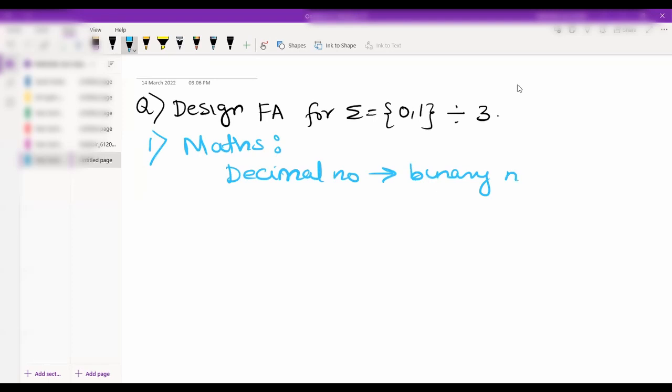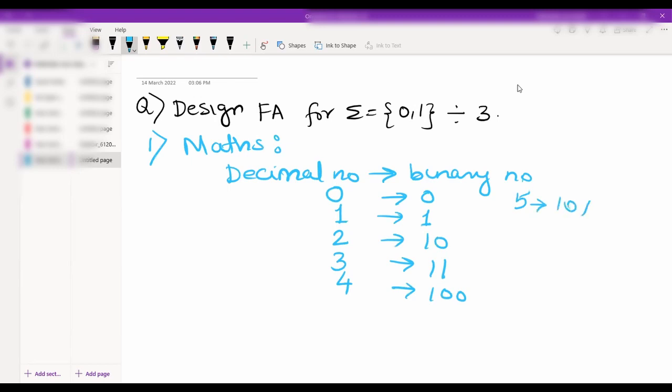As we had already discussed, the decimal number 0 is the binary number 0, decimal number 1 is binary number 1, decimal number 2 is binary number 10, decimal number 3 is binary number 11, decimal number 4 is binary number 100, decimal number 5 is 101, decimal number 6 is 110, decimal number 7 is 111, and decimal number 8 is 1000, decimal number 9 is 1001.